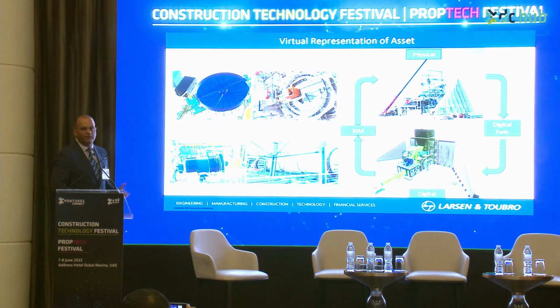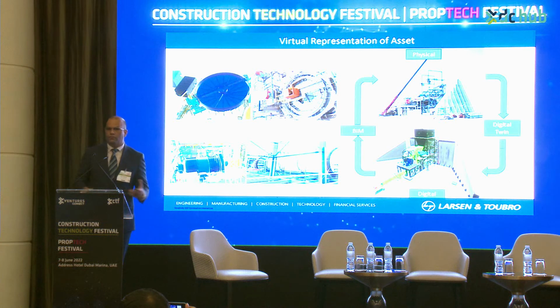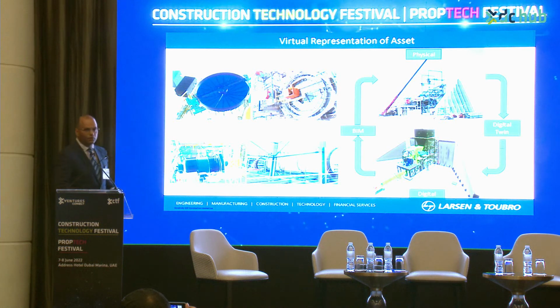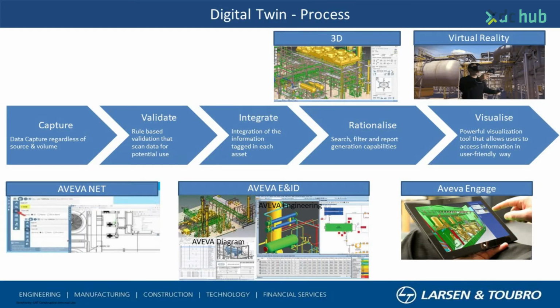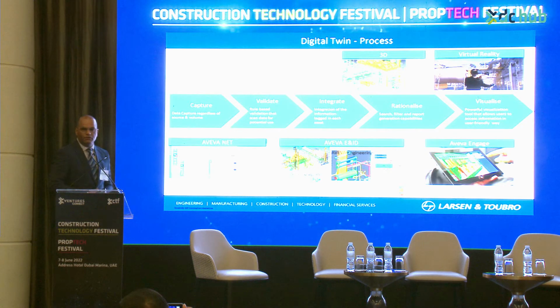Of course, this is a very basic model. If you look at pumps, if you look at process equipment, all the data then gets into the system. So how do we do that? We first capture the data, we validate it, we integrate it from the various sources it is coming from, we rationalize it because sometimes there's too much data to process, so we need to pick and choose what's really relevant, and then we visualize it. These are the steps that we normally follow.